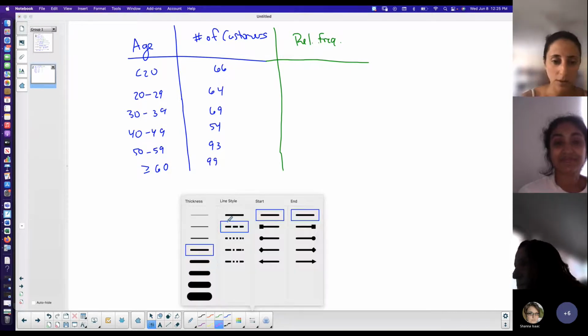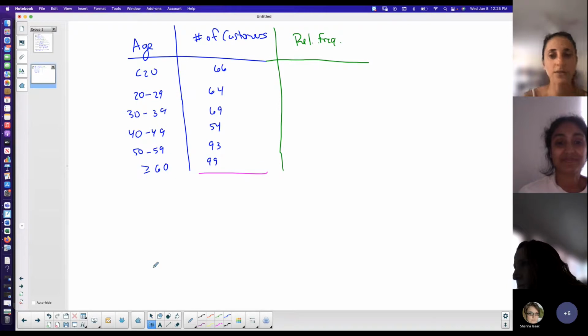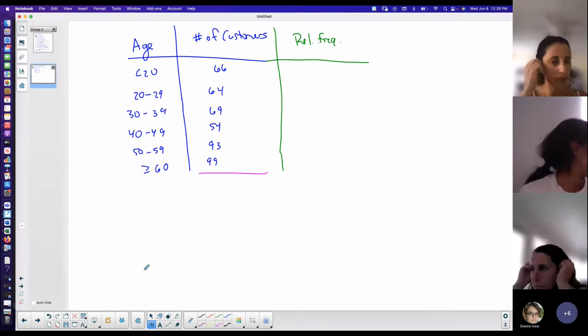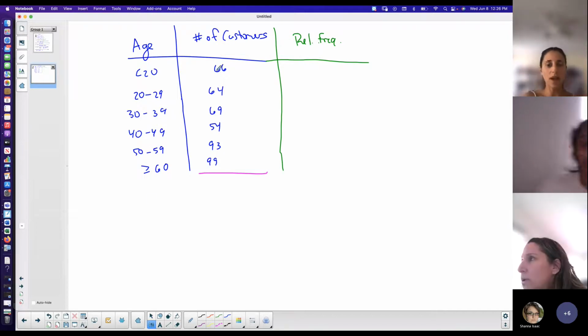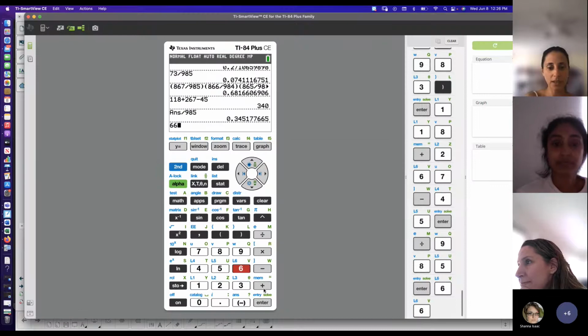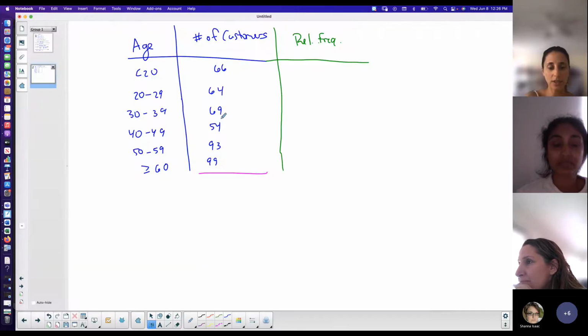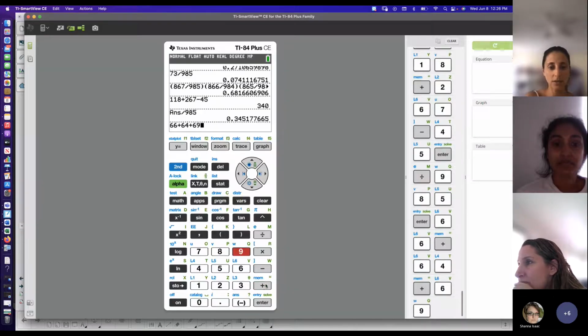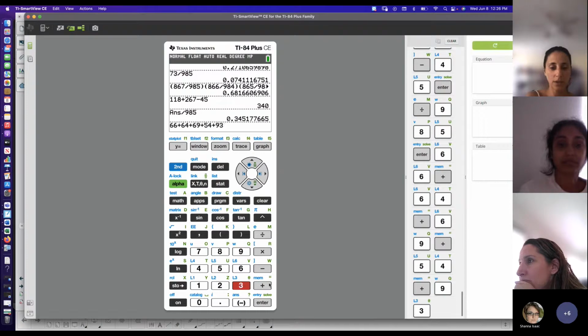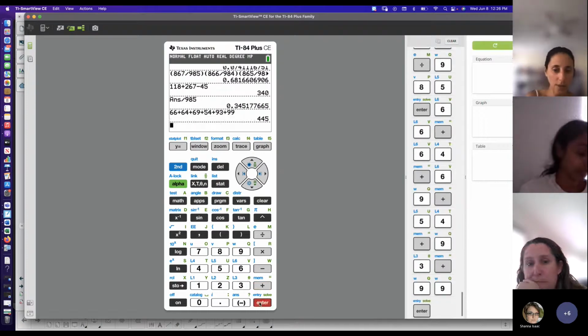So I'm going to extend it to a relative frequency distribution table, but I need to know how many total people were in this group first. In order to do that, I have to add up my frequency column. So 66 plus 64 plus 69 plus 54 plus 93 plus 99. Okay, check my numbers, 445.